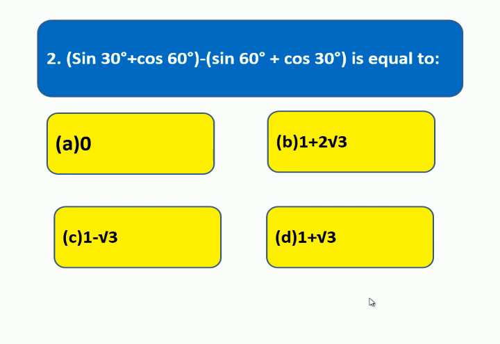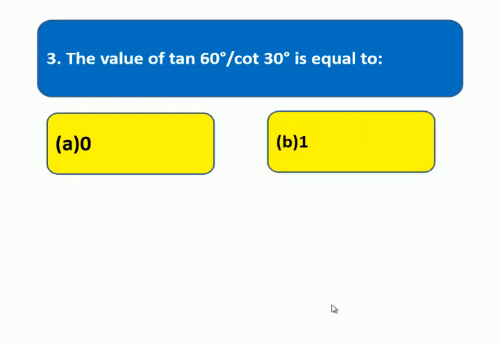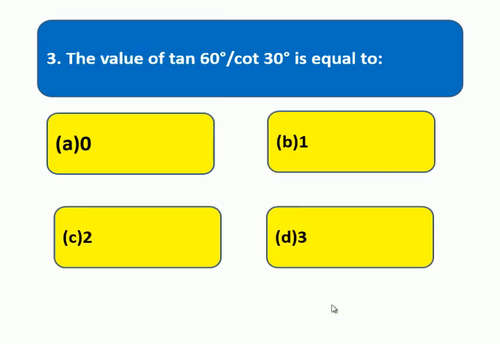Okay, now move on to question number 3. Here is question 3. The value of tan 60 by cot 30 is equal to. You have to simplify the values of tan 60 by cot 30 on rough paper and compare with the options, either 0, 1, 2 or 3. If you know the values of tan 60 and cot 30, you will easily identify the correct option, either A, B, C or D. Write down the correct option on your paper.